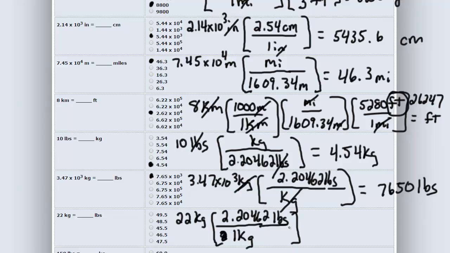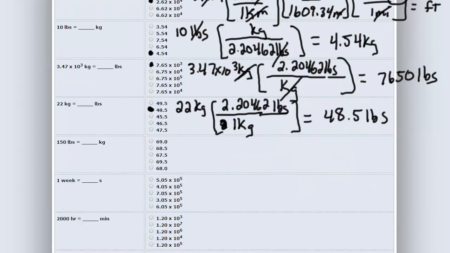Well, my handwriting is horrible. 22 multiplied by 2.20462, and I get 48.5 pounds. Okay, 48.5 pounds. Bam. Okay, good. Let's move on.